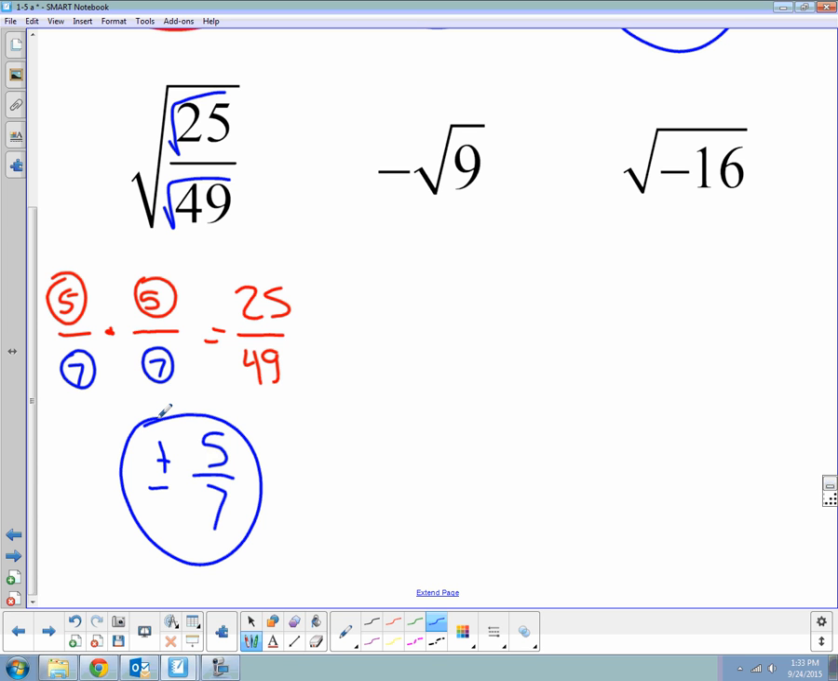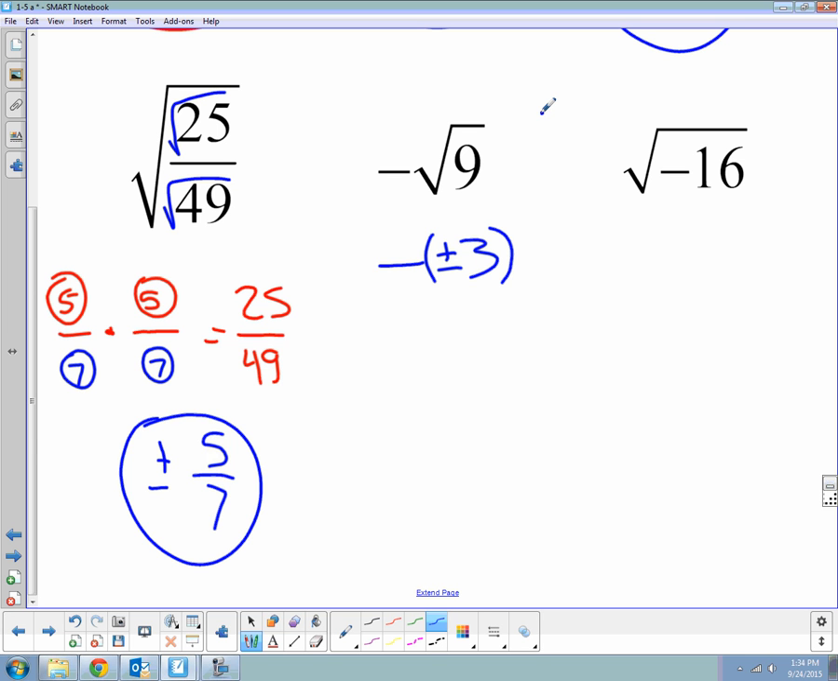Negative. We've got two different ways that negative can happen. A negative on the outside of the square root, negative on the inside of the square root. If the negative's on the outside, let's see what happens. We have negative square root of 9. Well, I know that 3 times 3 is 9. Also know that negative 3 times negative 3 is 9. So really, I've got plus or minus 3 there.